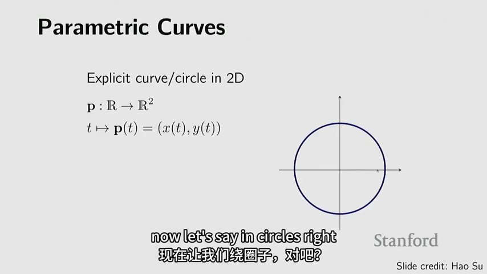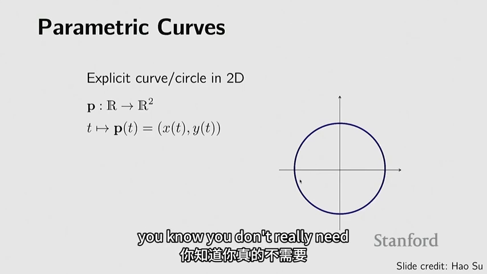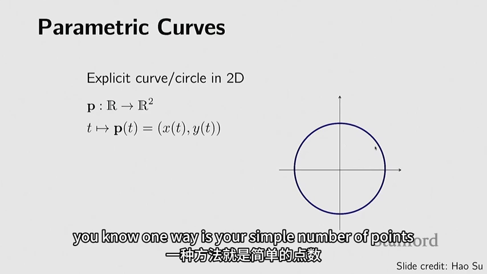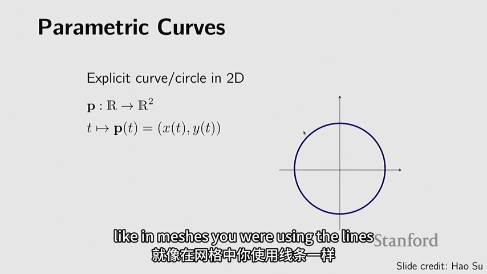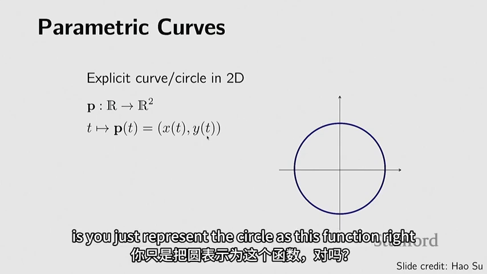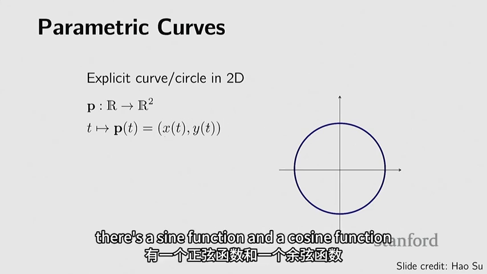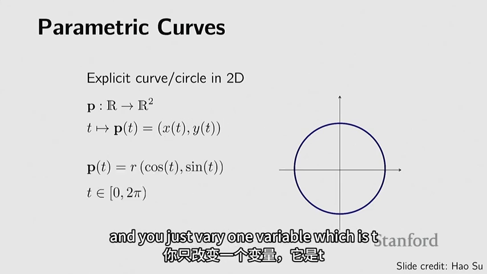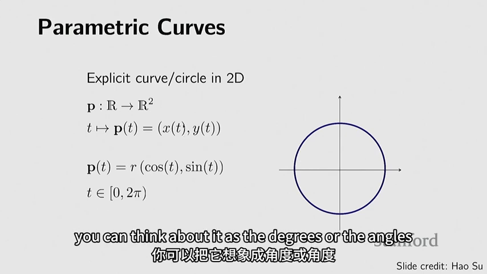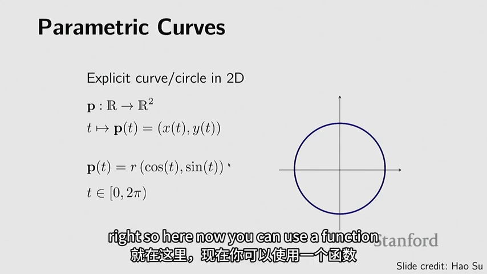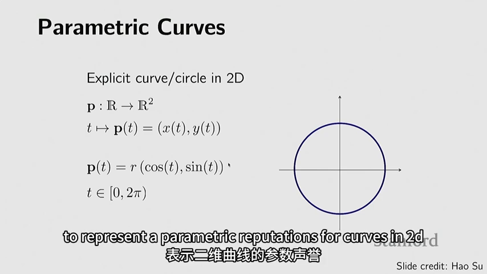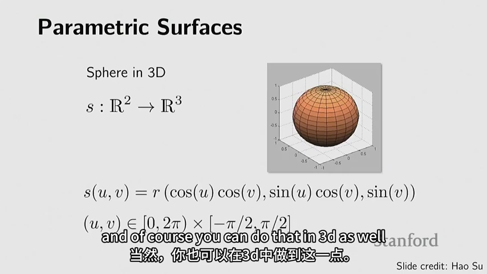Let's say circles, right? If you want to represent a circle, one way is you sample a number of points, or you can even connect them like a mesh, using lines. Another way is you just represent the circle as a function, right? Basically there's a sine function and a cosine function, and you just vary one variable, which is t. You can think of it as the degrees or the angles, and it will map to all the points on the circle. So now you can use a function as a parametric representation for curves in 2D, and of course you can do that in 3D as well.